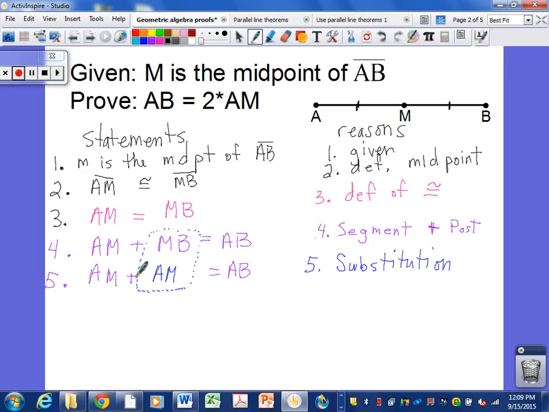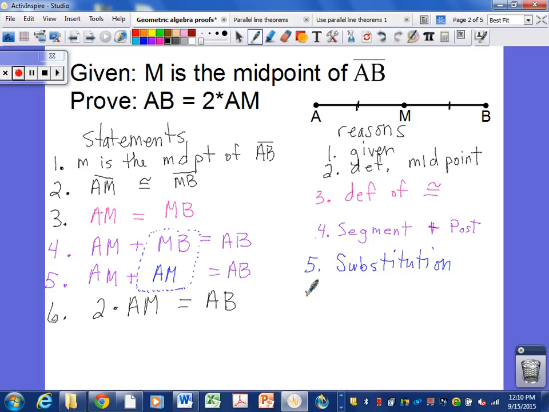So now that we've done that, we have AM plus AM. What is AM plus AM? 2 AMs equals AB on this side. And is that what we wanted? Sure. I mean, we wanted AB equals 2 AM, but it's the same thing.